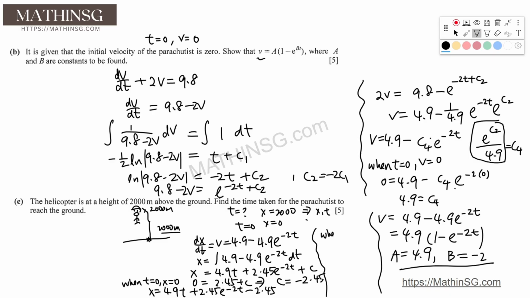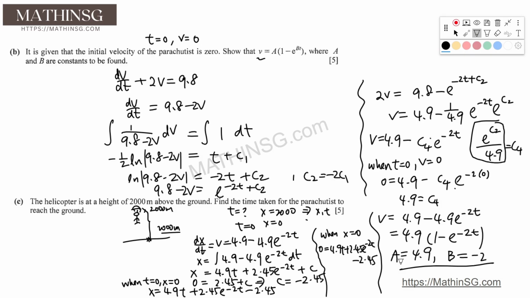When x equals 2,000, I need to find t, right? So 2,000 equals 4.9t plus 2.45 e to the power of minus 2t minus 2.45. Okay, this one has t as well as e to the power of minus 2t. No way you can solve it algebraically. So use your GC. Sketch out this graph y equals 4.9t plus 2.45 e to the power of minus 2t minus 2.45. Then look for the intersection, or you look for your GC's zero values.